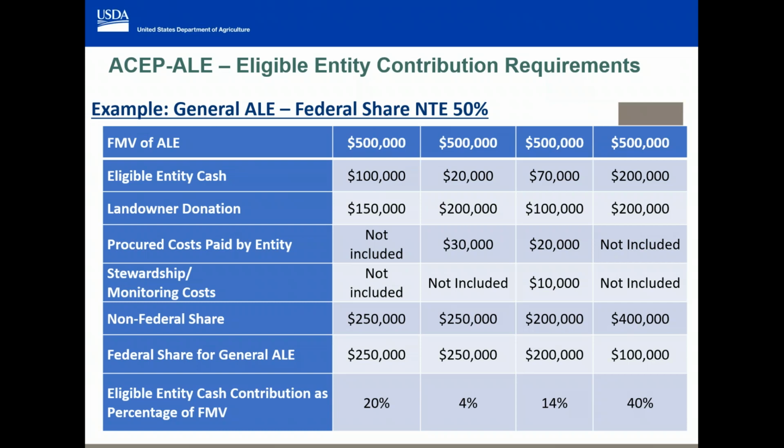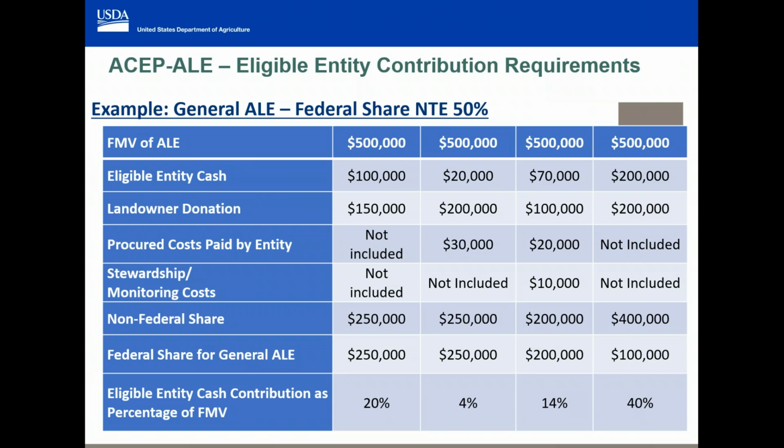And if you look at it closely, you'll notice that it is unique to the 2018 Farm Bill. So under the 2014 Farm Bill, that eligible entity cash contribution would have been too low if you've got a federal share of $250,000. But because there's no minimum eligible entity cash contribution under the 2018 Farm Bill, this is a valid calculation of contributions. Another thing I want to point out about these examples, if you look at the third column, the one that's 500,000 at the top and then 70,000 eligible entity cash contribution, this is one that includes all four of the categories of different types of non-federal share.